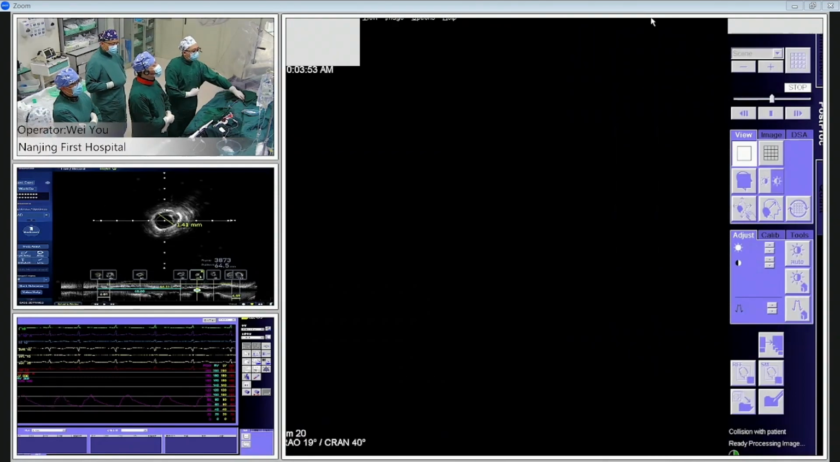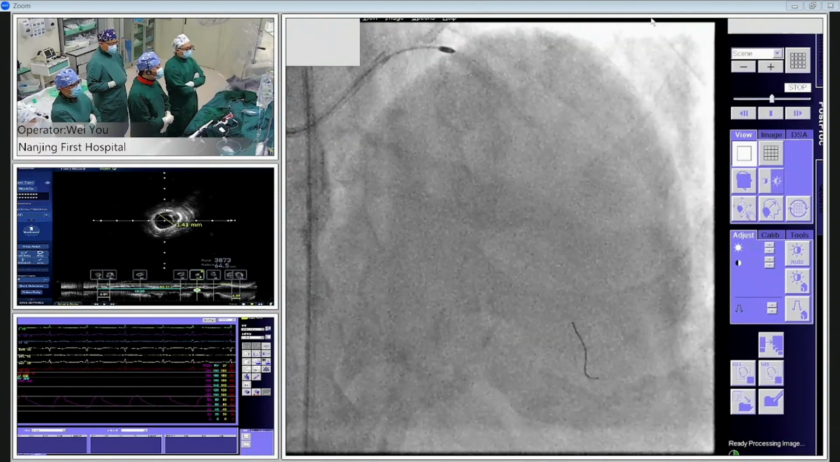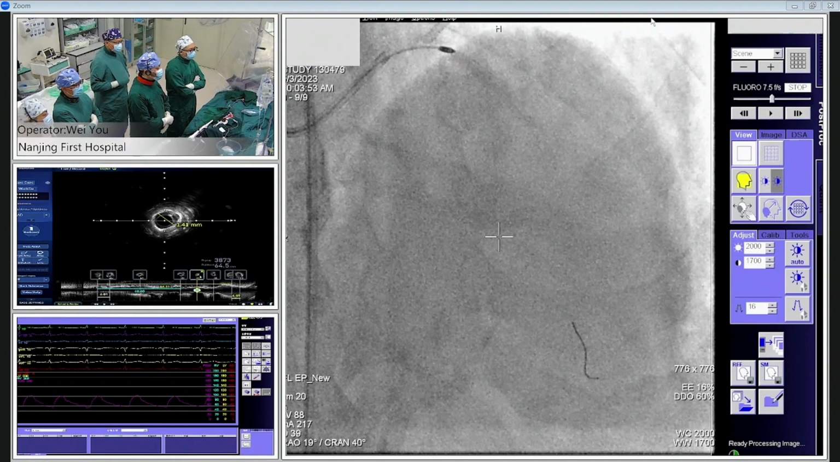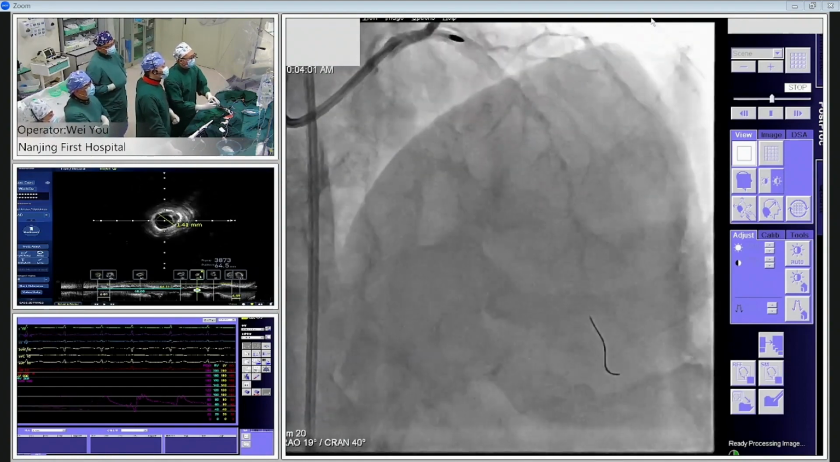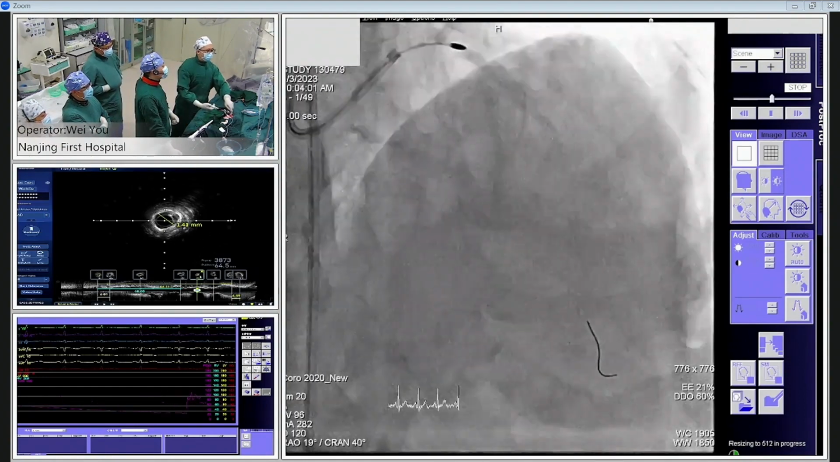The hemodynamics are stable without any ECG change. Do you need any tests to check the flow? Okay, Chief. Flow is good. Yeah, good.